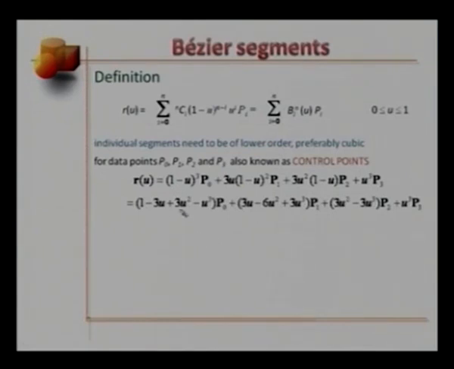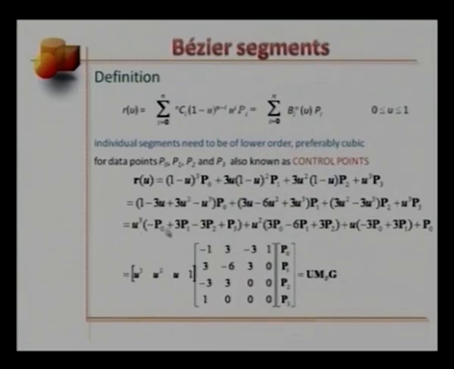I can expand these expressions and rearrange this equation so that I can get the coefficients of u cubed, u squared, u, and a constant 1. These coefficients are minus p0 plus 3p1 minus 3p2 plus p3, 3p0 minus 6p1 plus 3p2, minus 3p0 plus 3p1, and p0.